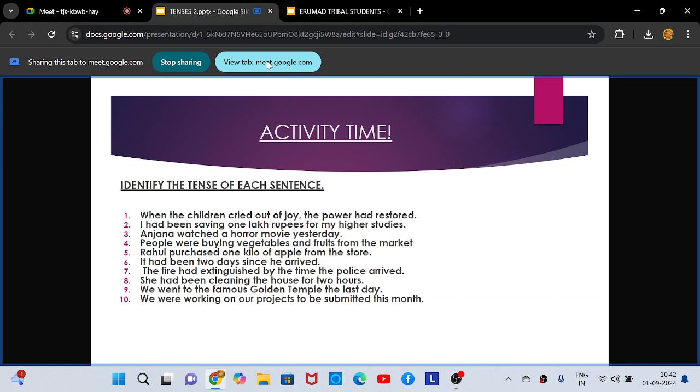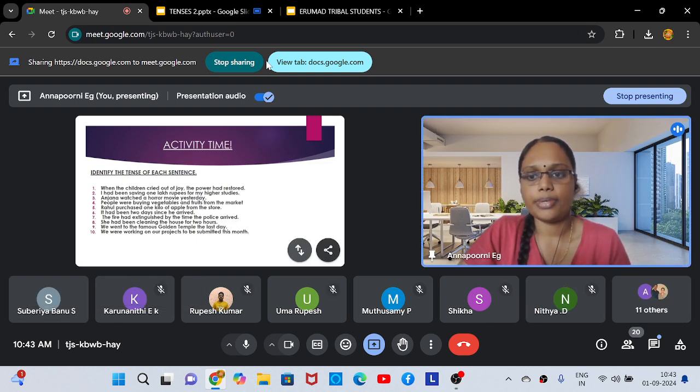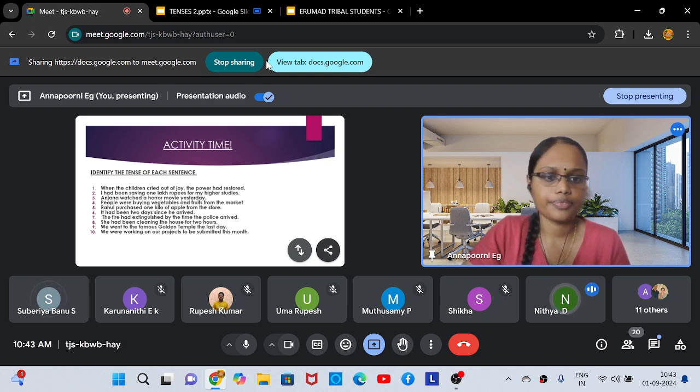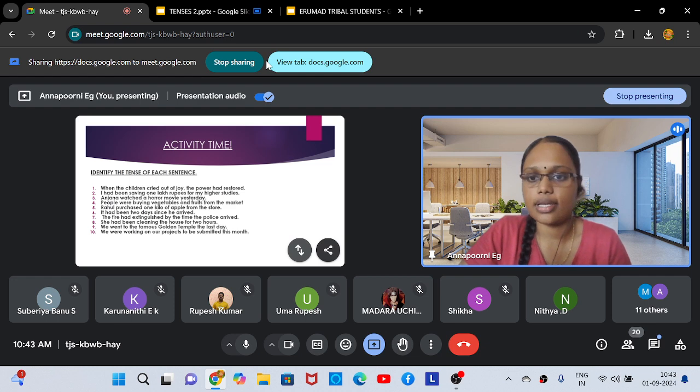Now moving to the 7th one. The fire had extinguished by the time the police arrived. Extinguished means to put out. Or you can also say, by the time the police arrived, the fire had extinguished. Simple past tense, ma'am. No, Kanna, you are having had here. The fire had extinguished, past perfect tense. Yes, it is past perfect tense. Good, Arun and Nitya.